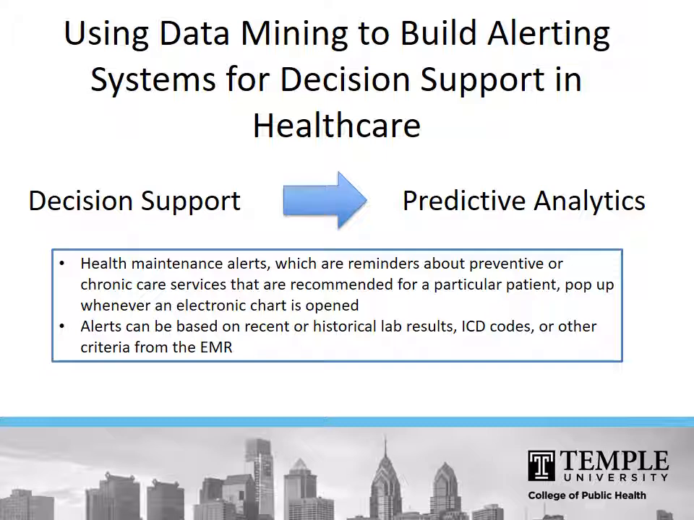Health maintenance alerts are reminders about preventative or chronic care services that are recommended for a particular patient. They pop up whenever an electronic chart is opened. Alerts can be based on recent or historical lab results, condition codes, or other criteria from the EMR. So, for example, there could be a combination of criteria for blood glucose levels, lab results, and previous history of diabetes that may have an alert pop up to let someone know to order a diabetic meal plan for the patient.